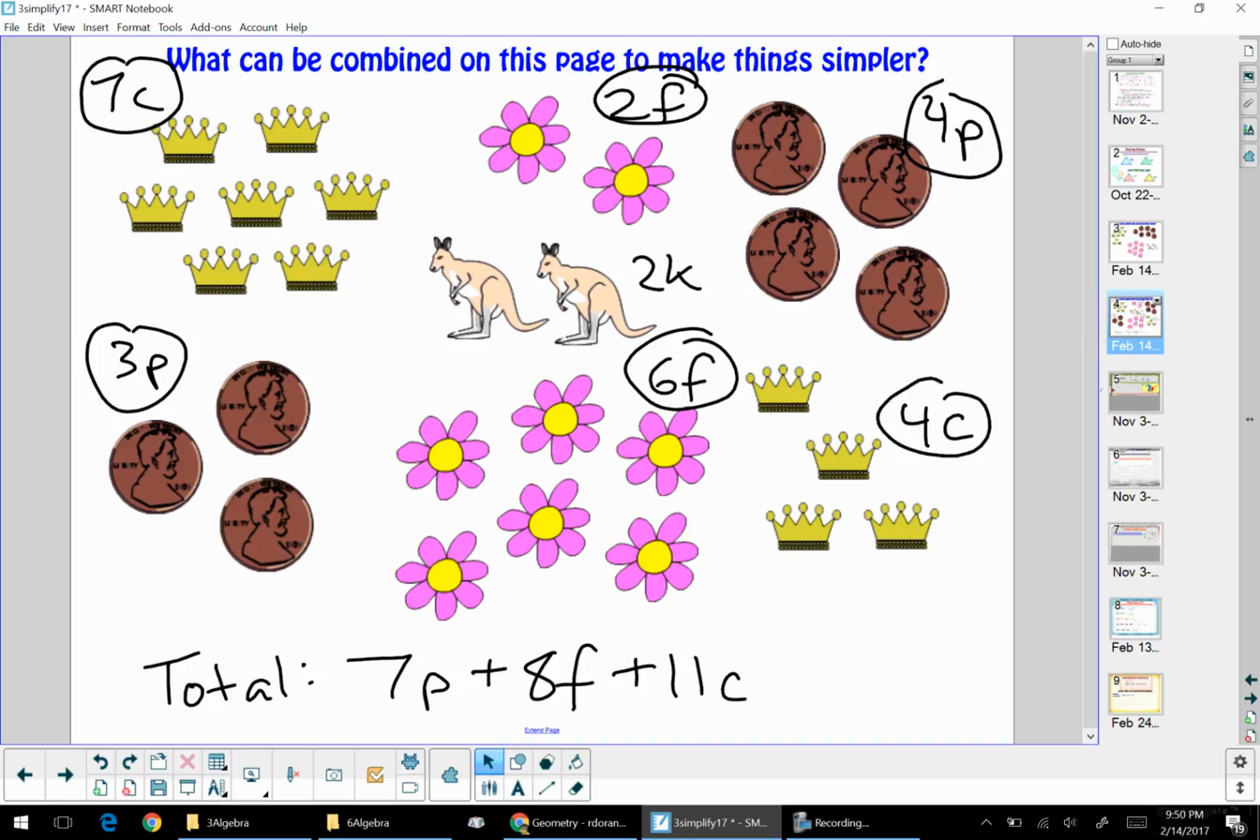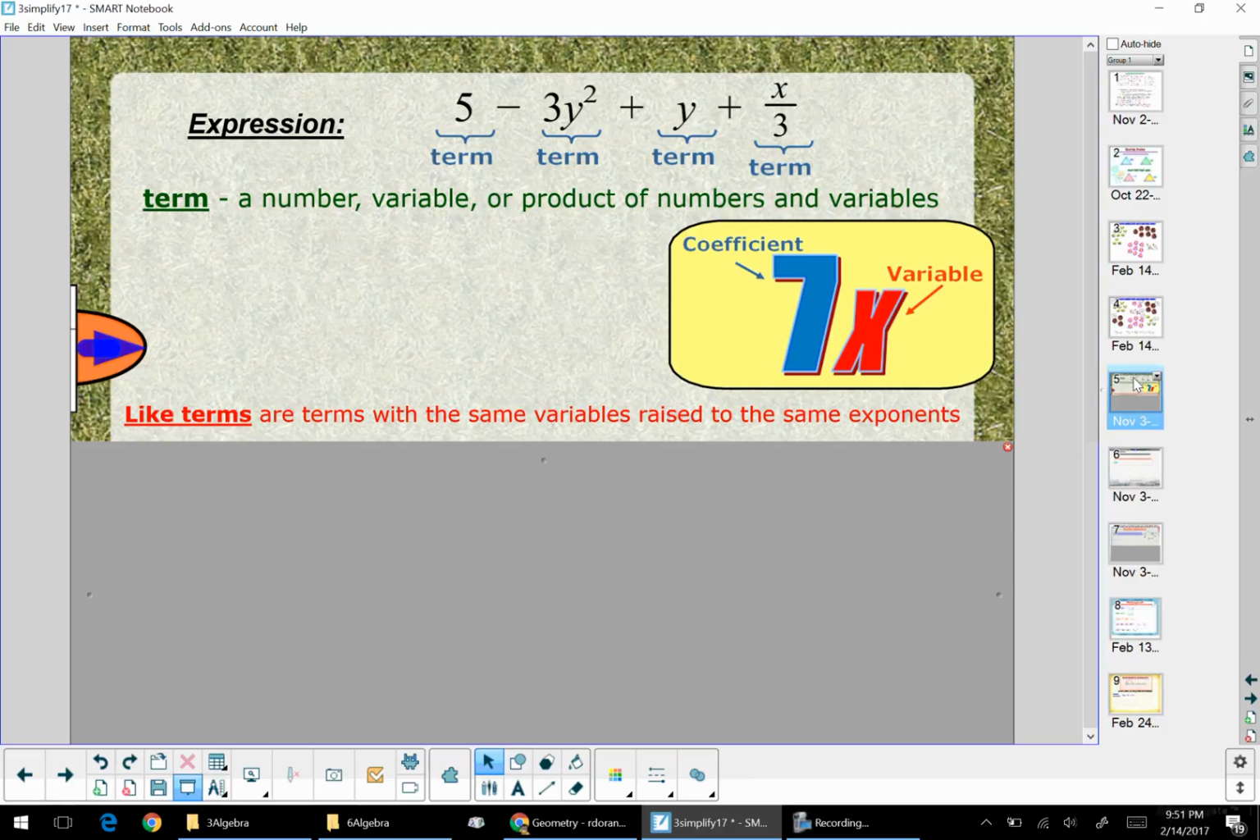And of course, my 2 kangaroos. They are hanging out. They are super happy. And we got 2K. That gives me my total. Algebraically speaking, I have 7 pennies, 8 flowers, 11 crowns, 2 kangaroos. Nice and simple. That is combining things algebraically. I can combine things if they have the same variable because the variable represents the same item. So let's take a look at algebra without the examples.